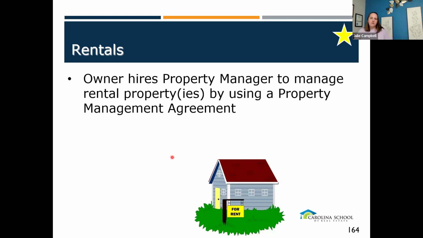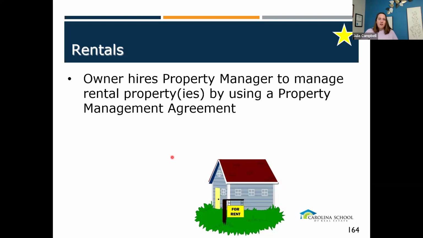As mentioned, there's also a property management agreement. You may run into agency in rentals. So in a rental situation, the owner, landlord, investor, whatever you want to call them, the owner of the property hires the agent to manage their property. And they do so by using the property management agreement. Again, we will see this briefly in Unit 12. We don't actually go over the form, but we do talk about it. So we will talk about property management.